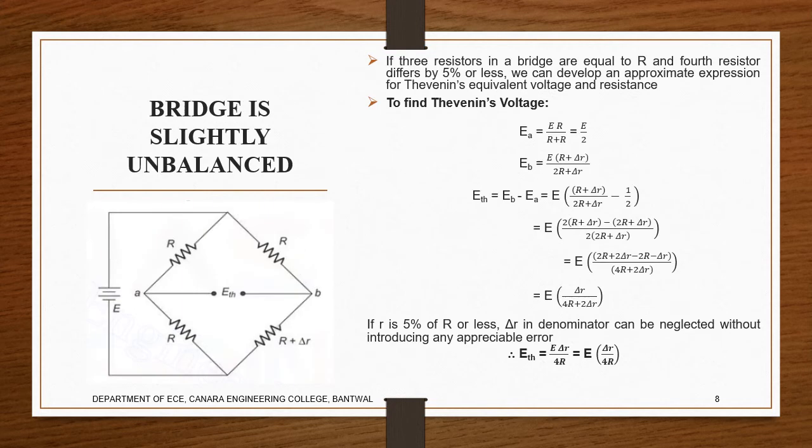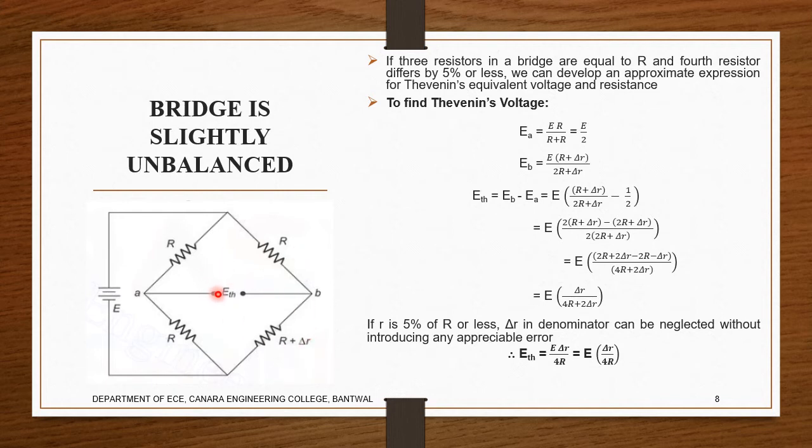Then we look at the slightly unbalanced bridge. Three resistors in the bridge are equal to R, for example this is R, this is R, this is R, and the fourth resistance differs by a value, R plus delta R. Delta R is a 5% increase or decrease of the resistance value. So we have to develop an approximate expression, not an exact one. Here we are going by the approximation technique.